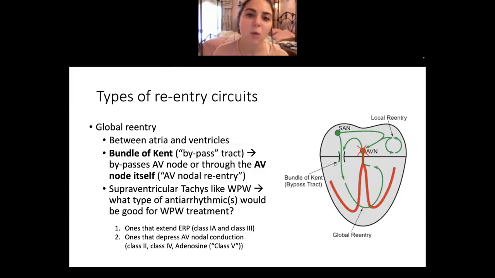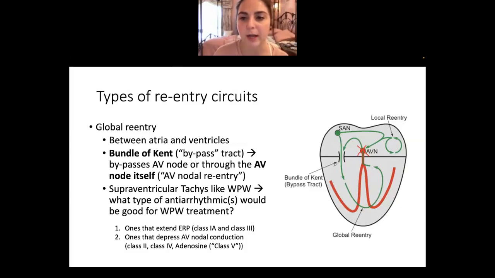Do 1Cs extend ERP? 1Cs actually don't extend ERP. It's really just your class 3s and your class 1As. But we'll talk about it. Class 1Cs are really good at blocking your sodium channels, but they don't tend to have an effect on the effective refractory period, which is very dependent on your potassium channels. And again, we're going to talk about all this with the antiarrhythmics.